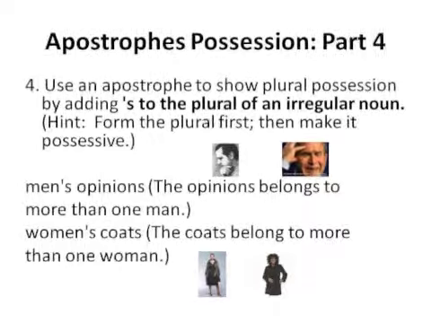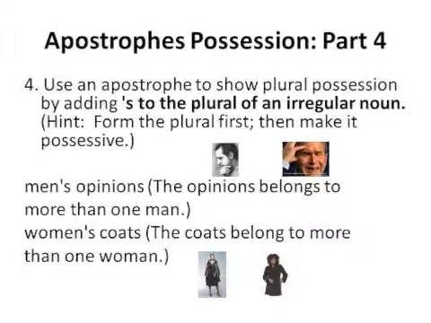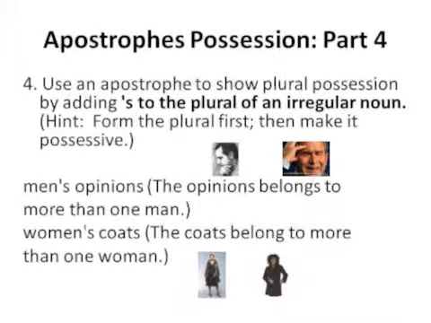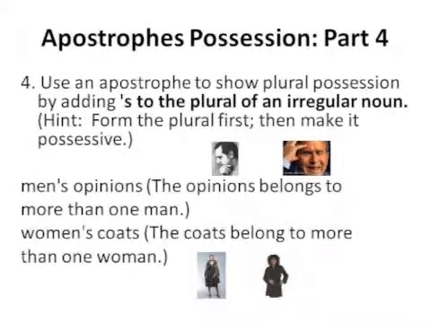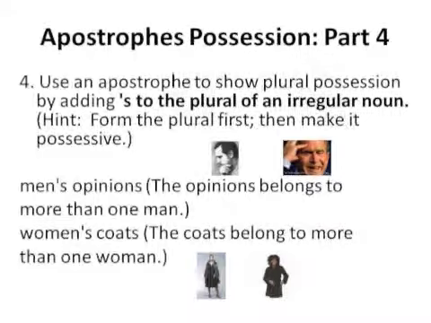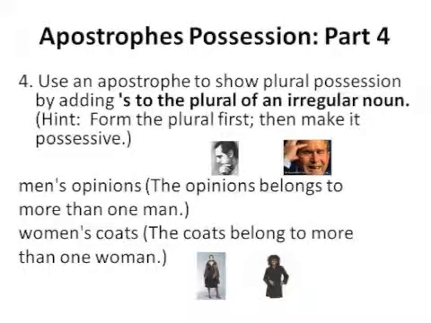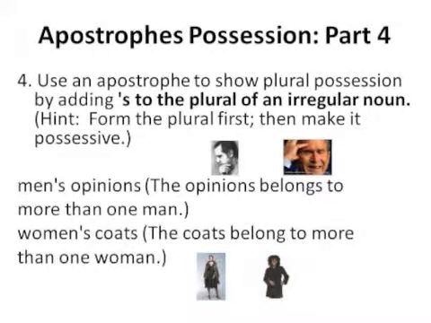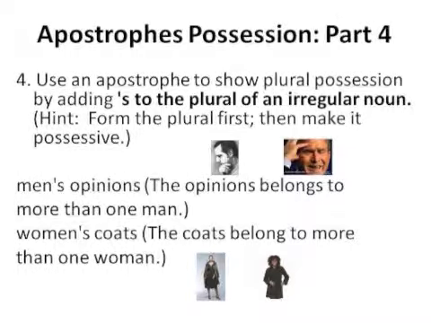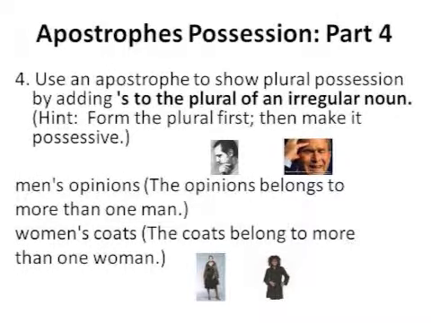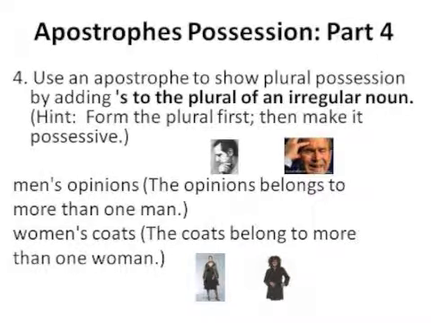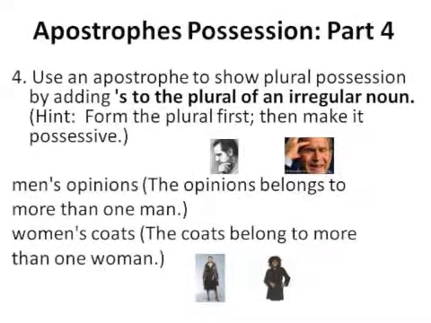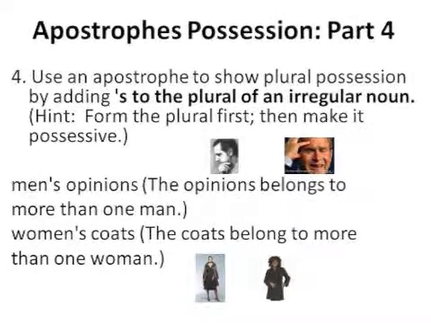With irregular nouns, make them plural first, and then possessive. So man becomes men, and then make them possessive, apostrophe S, and you have men's opinions. Make woman plural, women, and then possessive, apostrophe S, coats. So many women have coats.